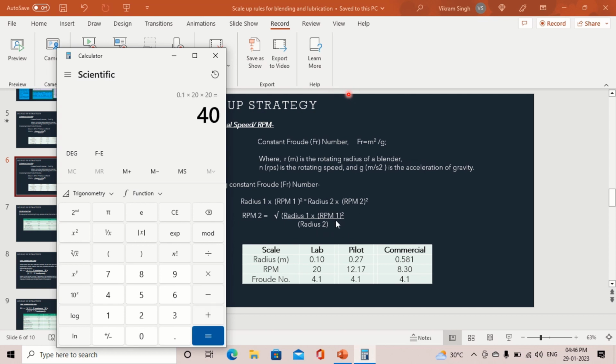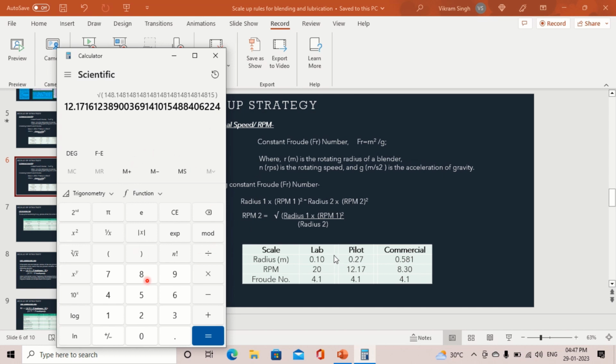Then divide by radius 2. Suppose we are going to scale up to the pilot scale, so the second scale radius is 0.27. We divide by 0.27, and it will come around 148.148. Then we take the square root to get the pilot scale RPM, and it will come around 12.17, which we mentioned here, 12.17.